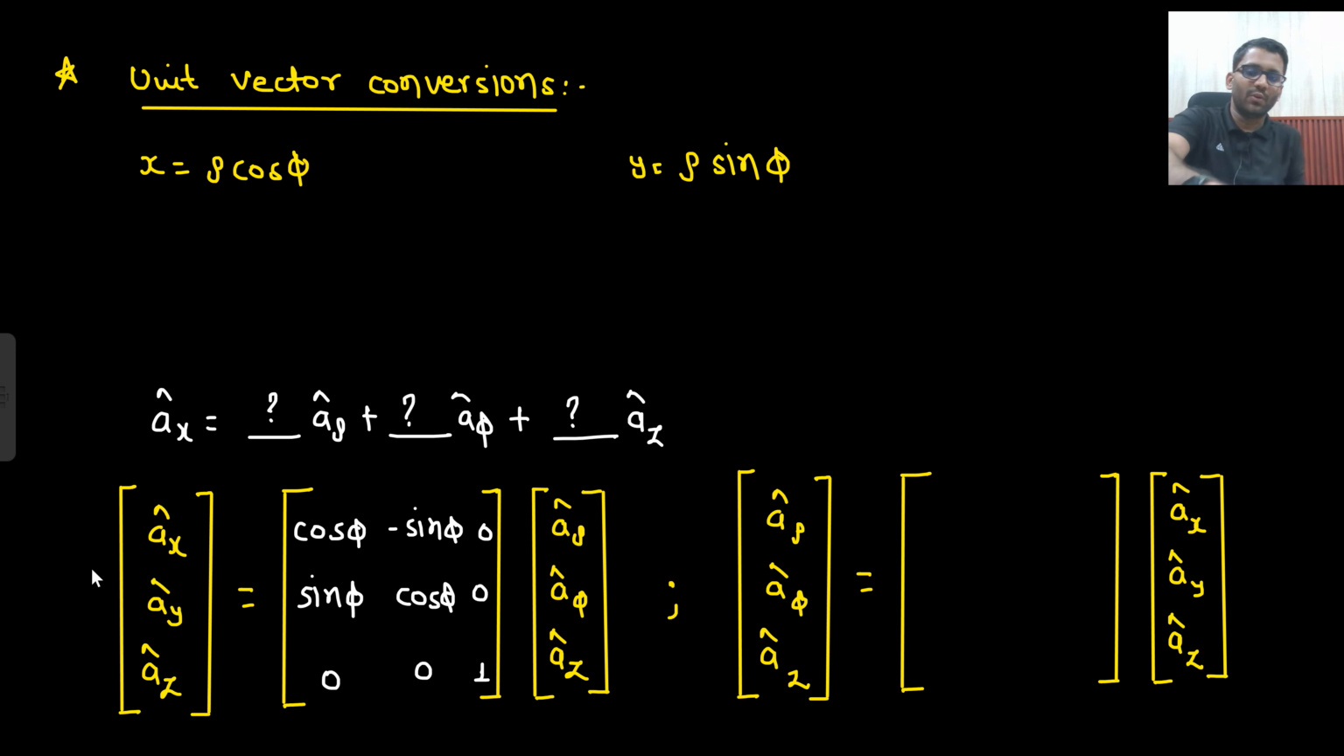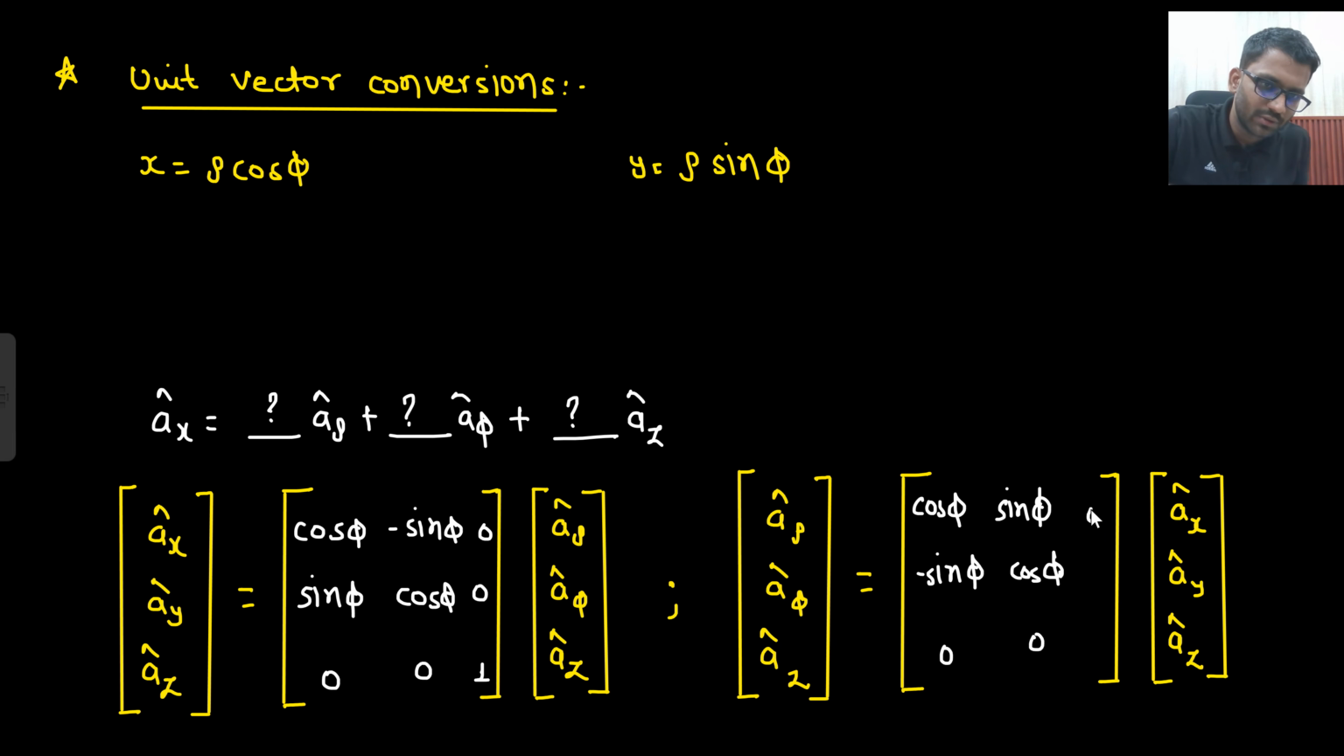And then you need to go from here to here, so just take the transpose: cos phi, minus sin phi, 0; sin phi, cos phi, 0; 0, 0, 1. So your ax cap equals cos phi a rho cap minus sin phi a phi cap plus 0 az cap. Now how did this formula come?